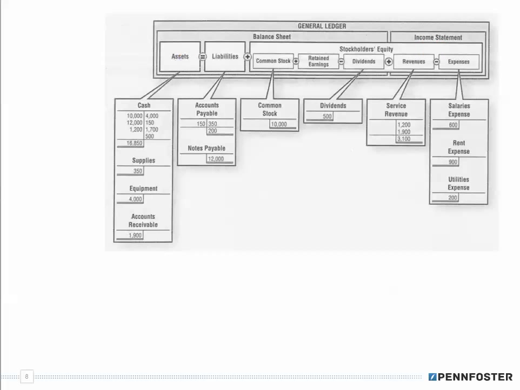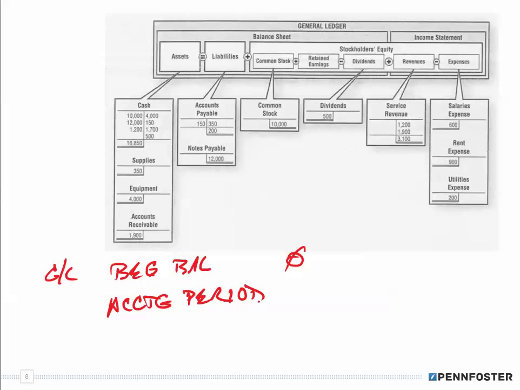Now, when you have your general ledger accounts, let me just back up one real quick here. Your general ledger accounts have beginning balances. Okay? Even if it's a new set of books, the balances are zero. Okay, but if not, they have a beginning balance, and during the course of the accounting period, you have transactions, and those transactions get posted to the GL accounts.